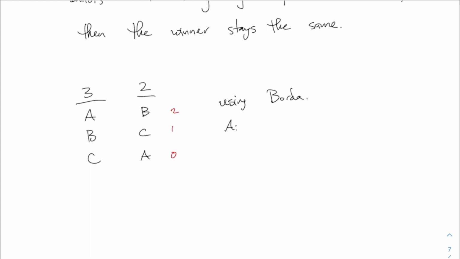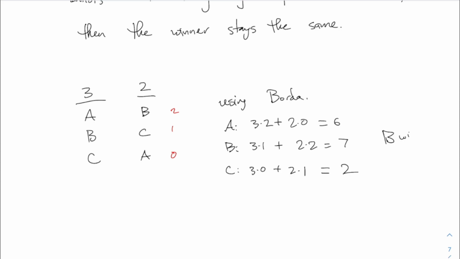So the points for A is 3 times 2 plus 2 times 0. That's 6. The points for B is 3 times 1 plus 2 times 2. That's 3 plus 4 is 7. And the points for C is 3 times 0 plus 2 times 1, that's 2. All right, so B wins in the original election, all right? Maybe just to help myself keep track of that, I'm going to circle the B's, okay?